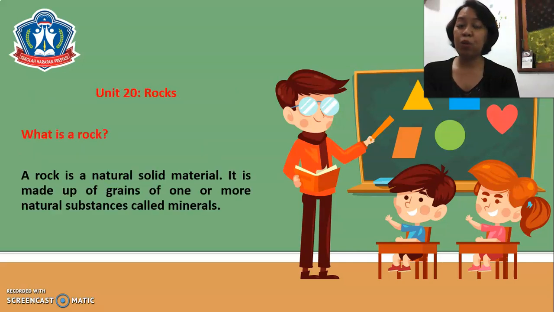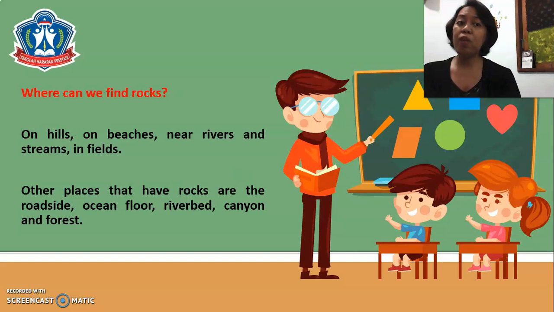Now let's go to Unit 20 and we will learn all about rocks. What is a rock? A rock is a natural solid material. It is made up of grains of one or more natural substances called minerals. Where can we find rocks? We can find rocks on hills, on beaches, near rivers and streams, and in fields. Other places that have rocks are the roadside, ocean floor, riverbed, canyon, and forest.